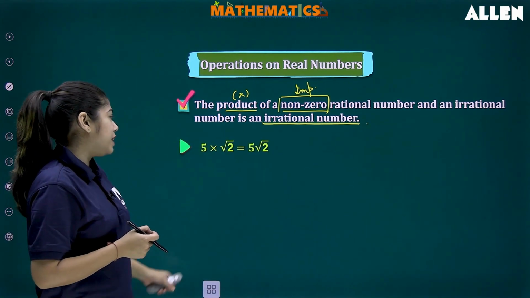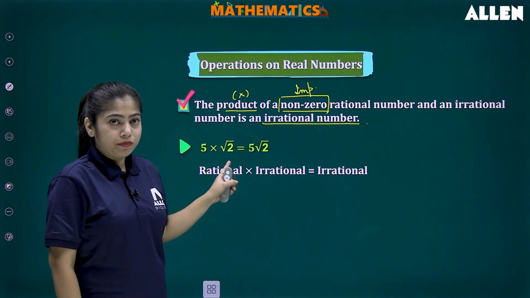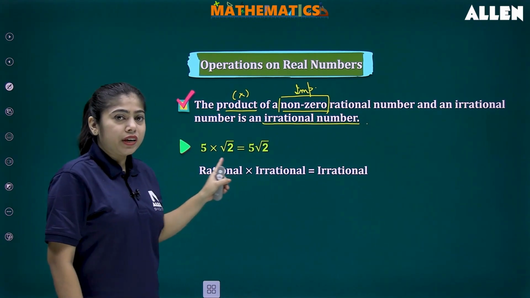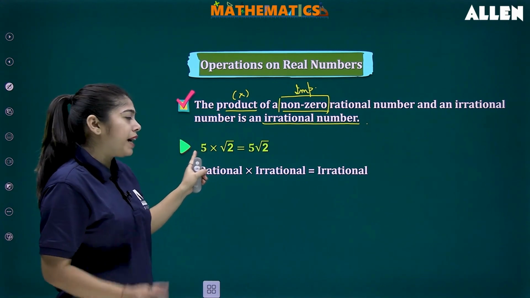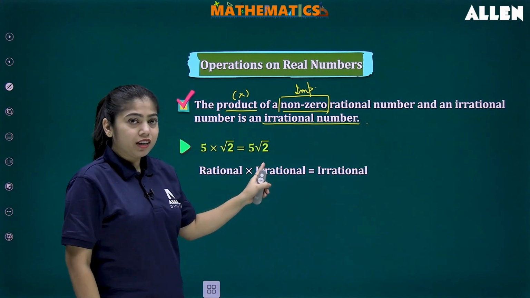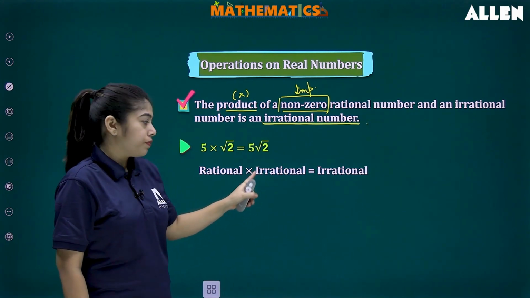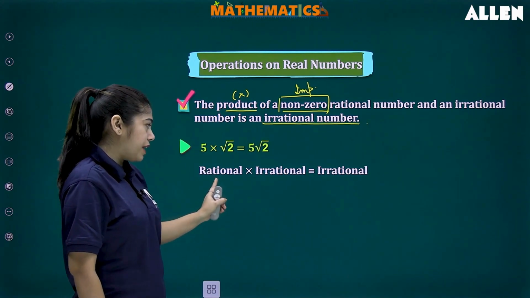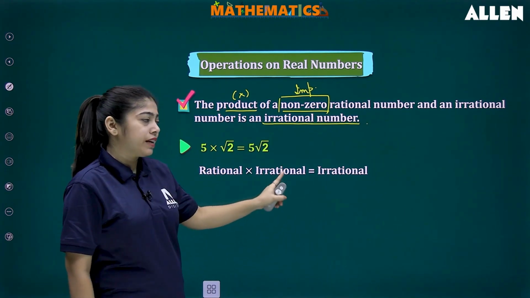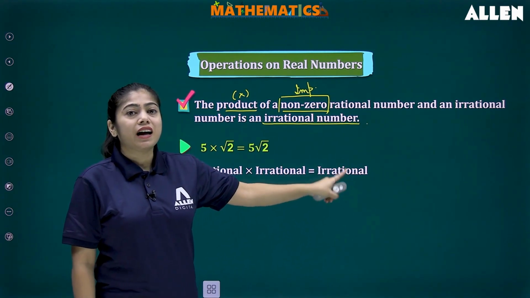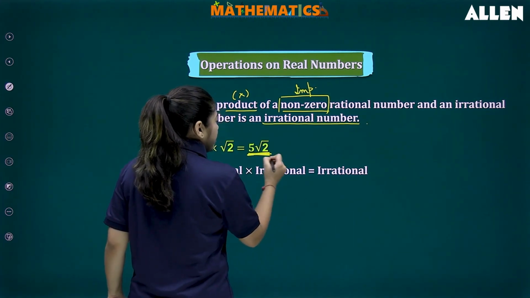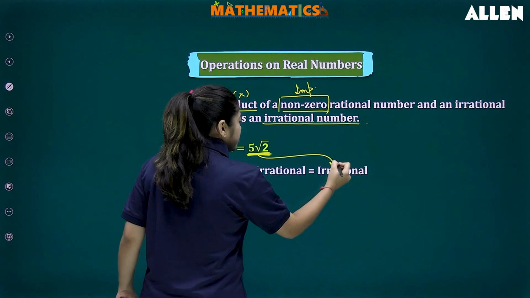For example, let us see 5 into root 2. Now, it can be easily written as 5 root 2, right? We can exclude this multiplication sign and simply write this number as 5 root 2. So, the product is 5 root 2. Here you see the first number is rational, the second number is irrational. When we have multiplied rational and irrational, we are getting the answer as irrational, right? This number 5 root 2, what kind of number is this? This is an irrational number.